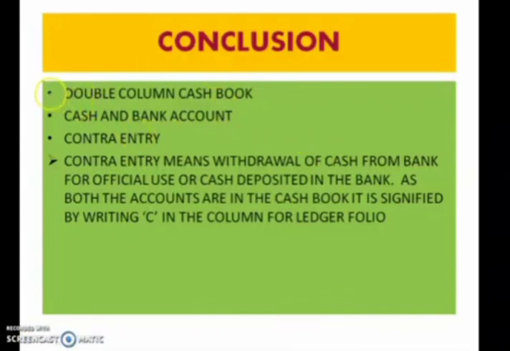Today we have discussed double column cash book, in which cash and bank account columns are maintained. We saw what is contra entry. Contra entry means withdrawal of cash from bank for office use or cash deposited in the bank. So whenever you find a transaction where both cash and bank are involved, you have to pass a contra entry. Okay, and this contra entry is represented by writing C in the ledger folio. So you have to practice this problem so that you get a better understanding of the way to do this problem.